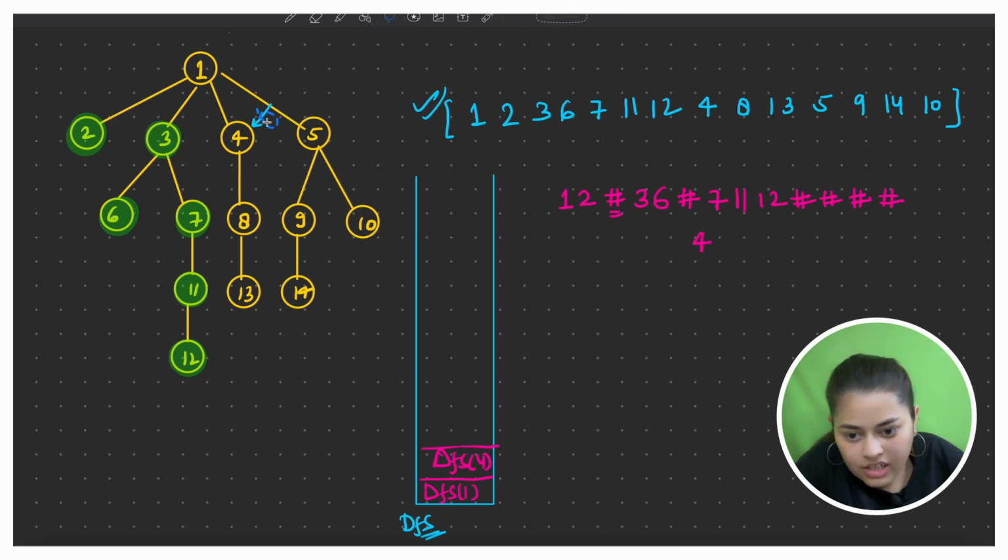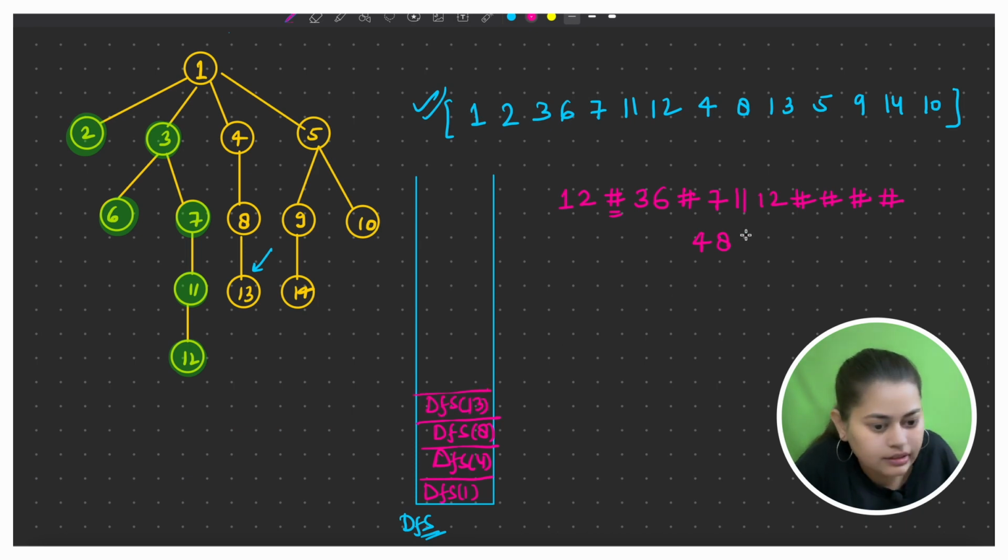Then is there any other child for 4 to be explored? Yes, then 8. So DFS 8, right? Push 8 to the string. For 8, we'll explore the child of 8, DFS 13, right? And 13 will be pushed.